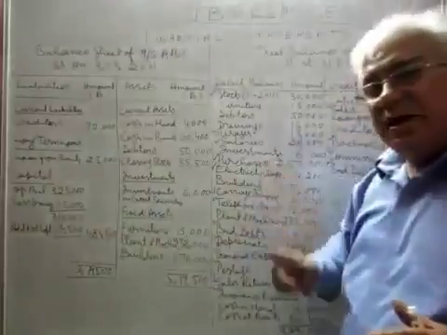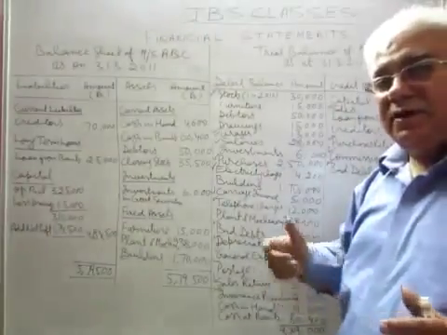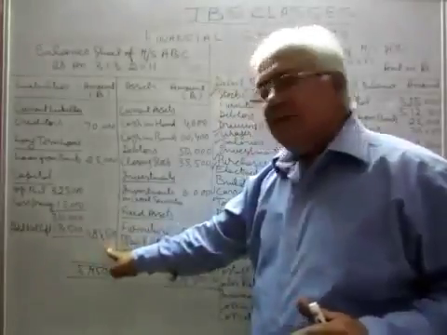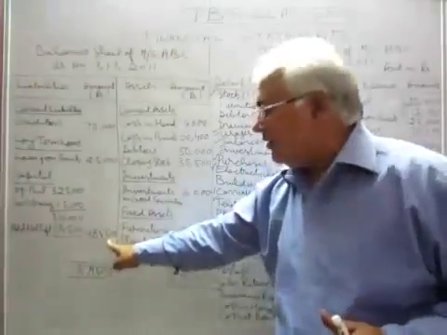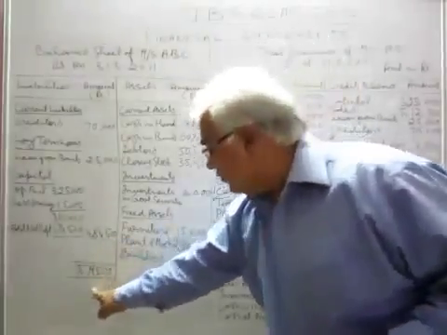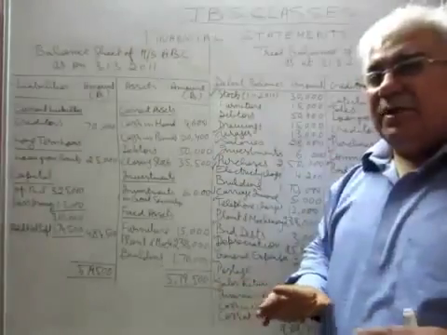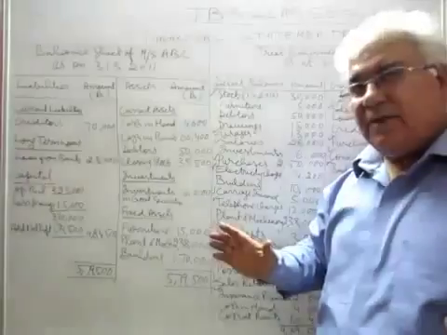And then the net profit earned by the firm during the year is added in the capital, and this is what appears as the final figure of capital. And the total of the two sides is equal. That means your balance sheet is correct.